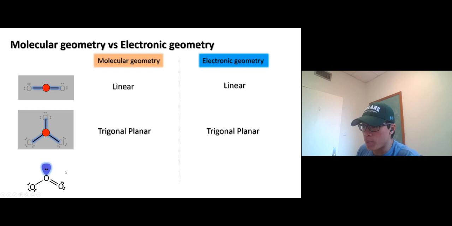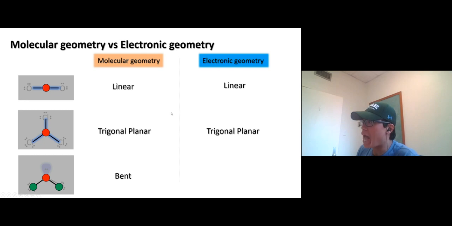Lastly, all right, try one more time. So molecular geometry of ozone. Look at atom. We just look at atom. So look like that. What do we call that? A bent. Yep. So we call this a bent. All right. Now electronic geometry. So look at the arrangement of electrons around the central atom.